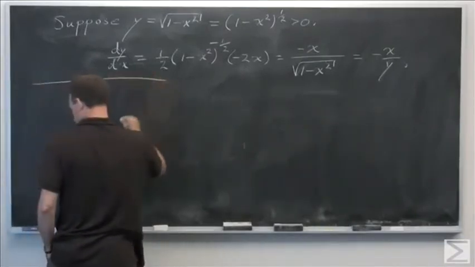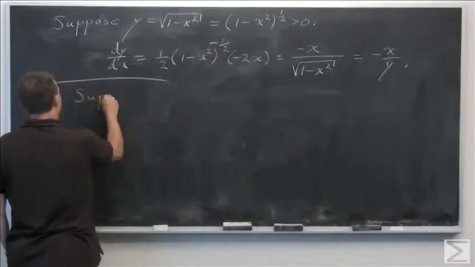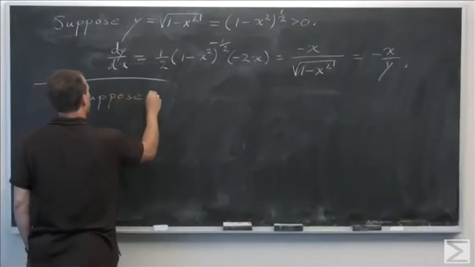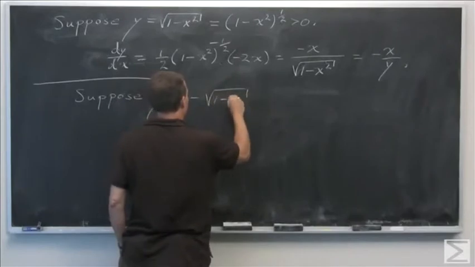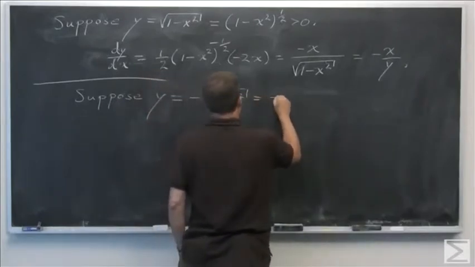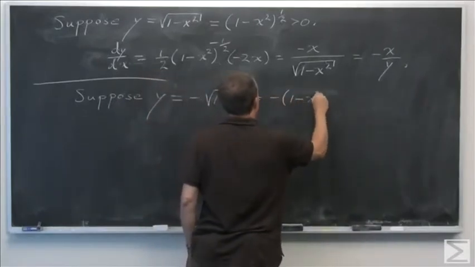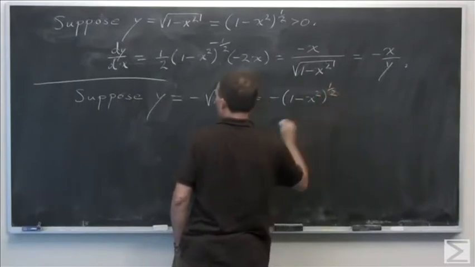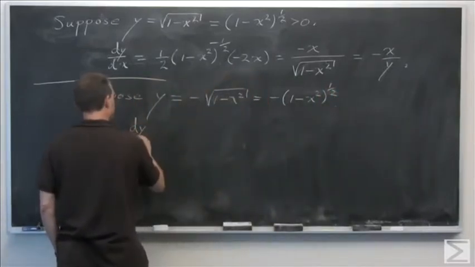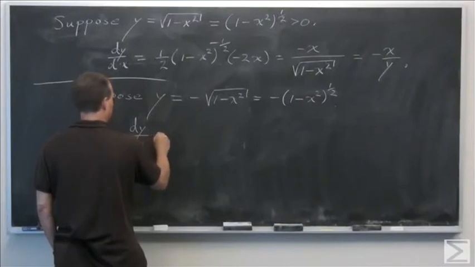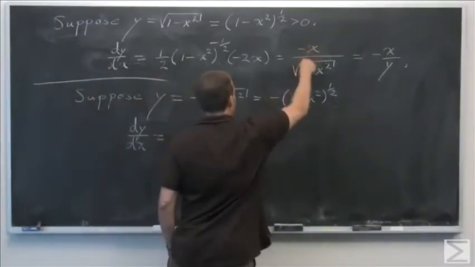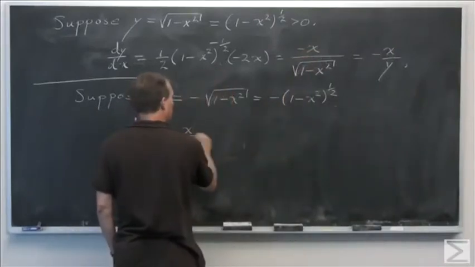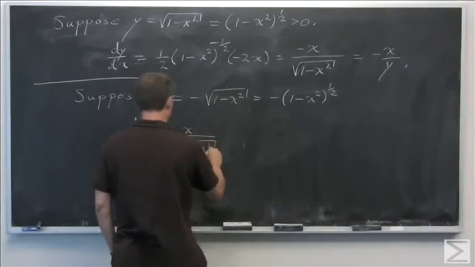Suppose we're on the bottom half, though. So suppose y is negative the square root of 1 minus x squared. So that's negative 1 minus x squared to the 1/2. Well, of course, you're going to get negative the derivative. So then dy dx is going to be negative this. So we're going to get x over the square root of 1 minus x squared.